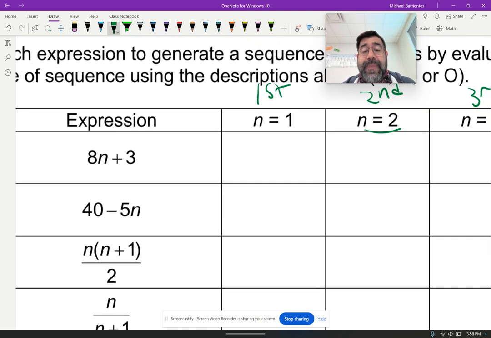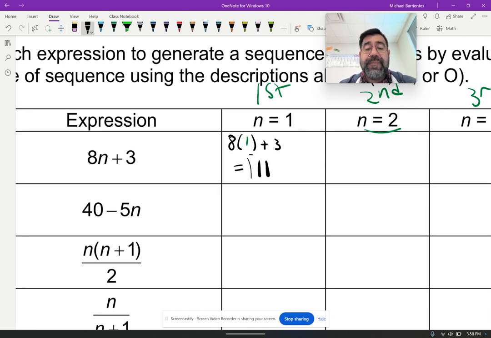So here's the way you do it. Take the formula. You know the number that you're going to plug in, so let's plug it in. So 8 times your position number plus 3. Since this is the first term, we're going to plug in 1, and we're going to get an answer out of that. What's 8 times 1 plus 3? You can do that in your head, or in your calculator, wherever you want. But 8 times 1 plus 3 is going to be 11.